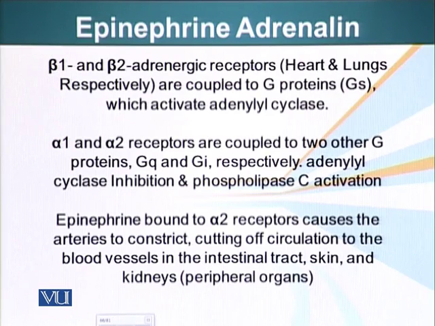Epinephrine bound to alpha 2 receptors causes arteries to constrict, cutting off circulation to the blood vessels in the intestinal tract, skin, and kidneys, the peripheral organs. This epinephrine release also restricts the blood supply to non-essential organs. This epinephrine is released, as I said, in response to stress. So it is the fight or flight hormone.